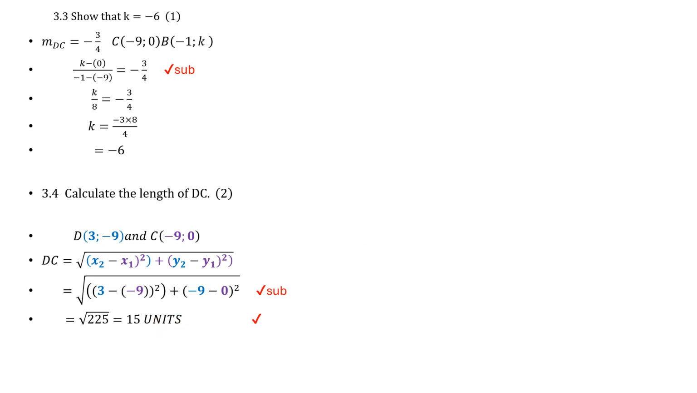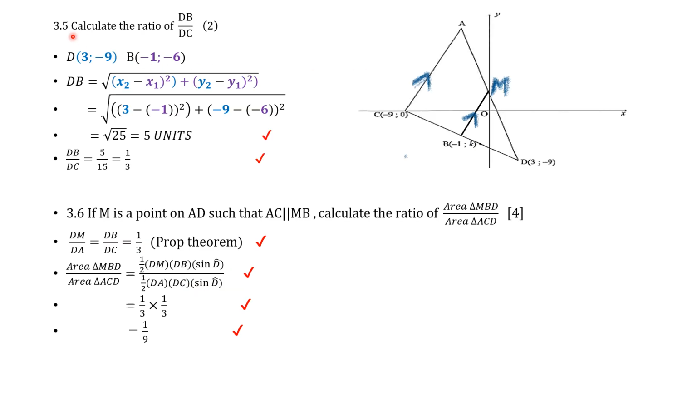Right, let's go to the next slide. Right, 3.5, they say calculate the ratio of TB over TC. Remember, we already got TC in the previous problems as 15 units. Now we just need the length of TB. Right, so T is (3, -9), and P, which we solved, is (-1, -6) now. So if we substitute in, 3 minus -1, -9 minus -6. So 3 plus 1 gives me 4 squared, which is 16. Minus 9 plus 6 gives me minus 3. Minus 3 squared gives me 9. 9 plus 16 is 25, and the square root of 25 equals 5 units.